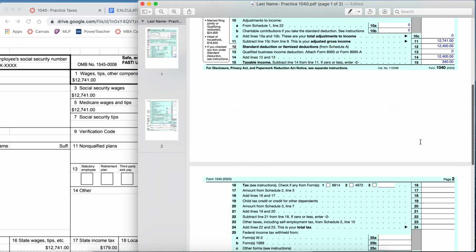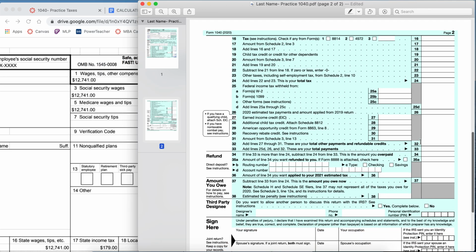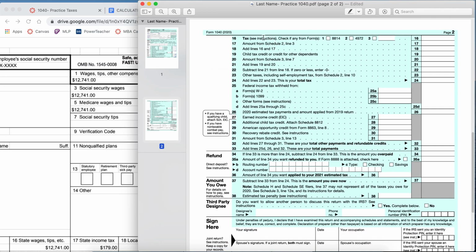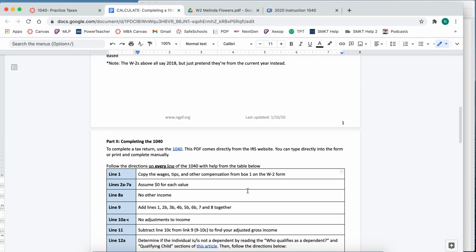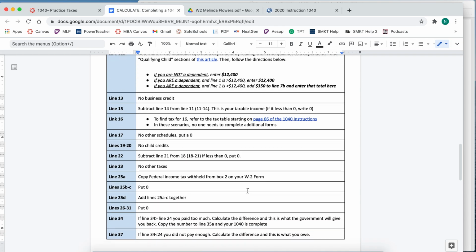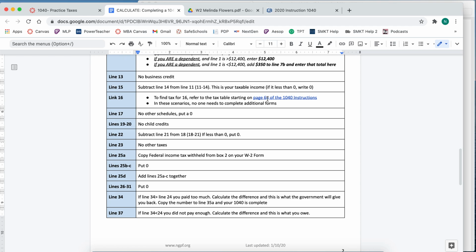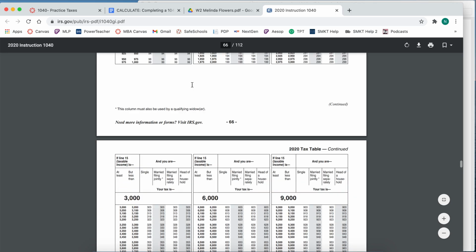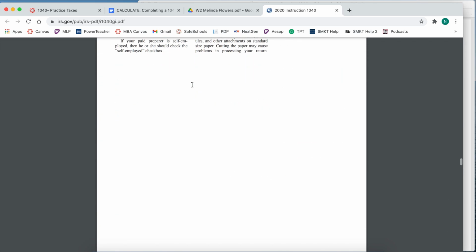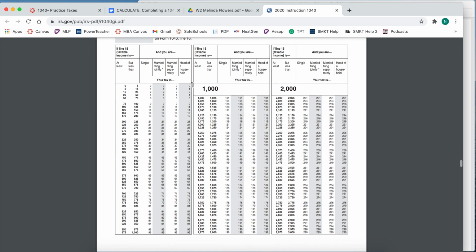Now we can scroll down to page 2. So we have our tax. This is where we go back to our cheat sheet. This is where it's a little bit trickier, and this is different than Edgar's. So line 16 tells us we need to use this document. So I have it open on this other page. I went to page 60. It says 66. So this is where we are.